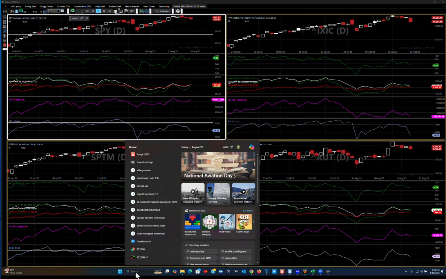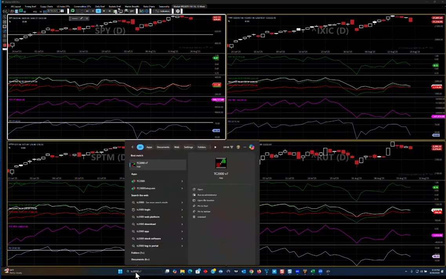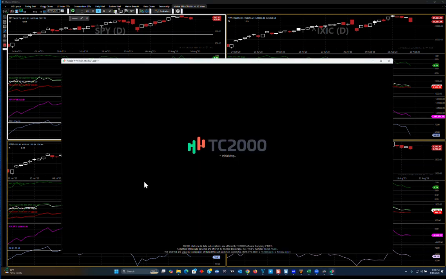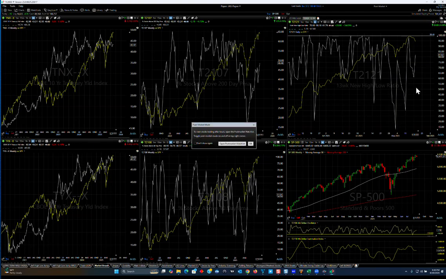I have, and I continue to pay for, this program, which I can probably reevaluate whether I need to keep paying for it, which in Jeffrey speak means I never take things off once I buy them. I keep paying for them. But for TC2000, this indicator here has made me a lot of money. And this indicator is that 13-week new high, new low.